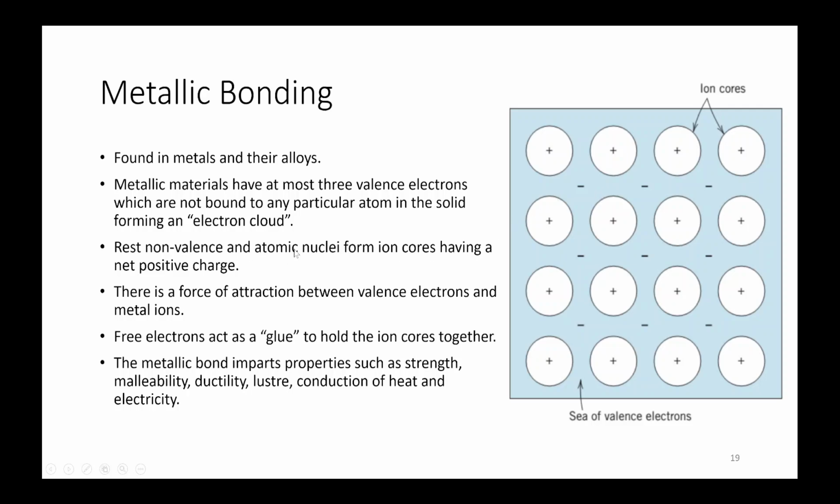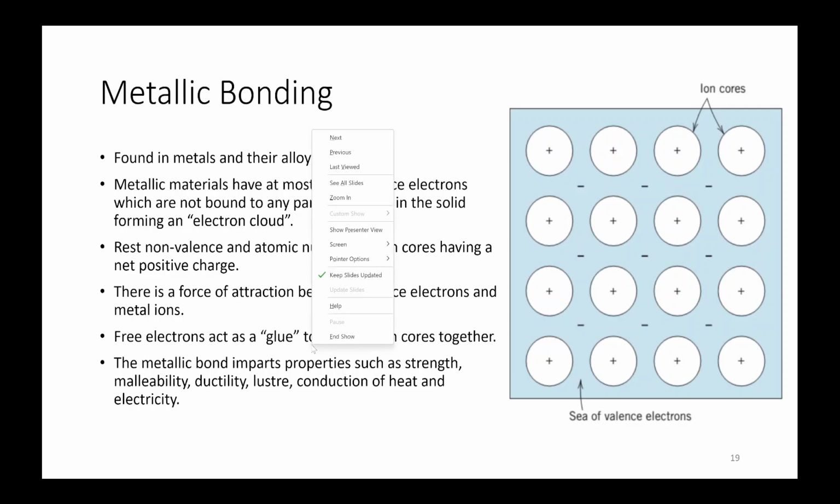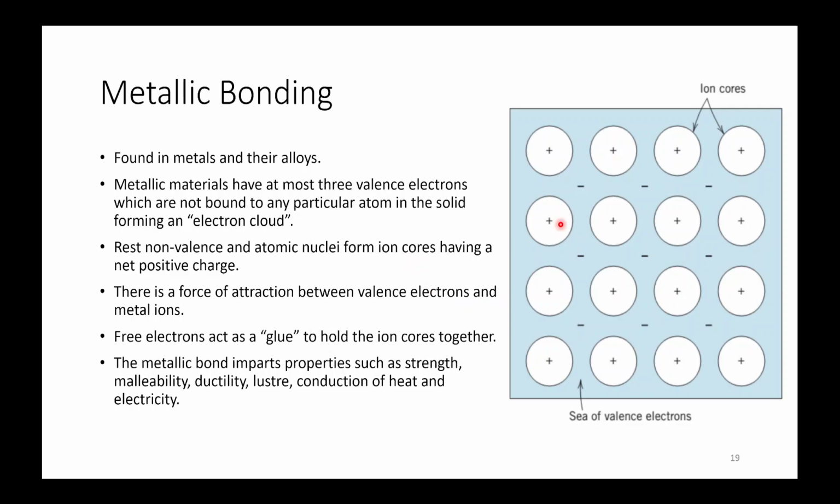The remaining non-valence electrons and atomic nuclei form ion cores having a net positive charge, and there is a force of attraction between valence electrons and metal ions. This free electron cloud acts as glue to hold the ion cores together. Metallic bonding imparts properties such as strength, malleability, ductility, luster, and conduction of heat and electricity. Because these electrons are free to move, metals are conductive to electricity and heat.